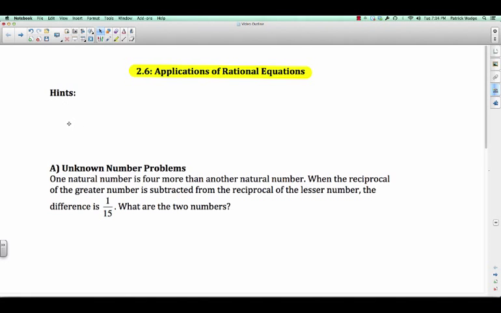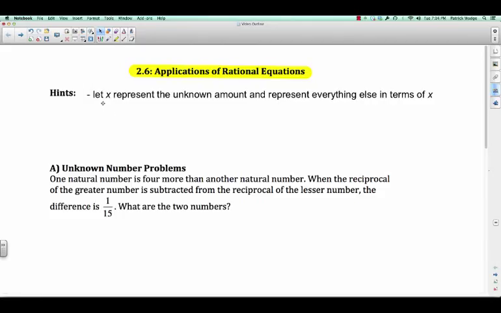So a few hints first of all with word problems. I'm not going to write a few of them down because you've heard them so many times. Read the question carefully, reread the question, draw pictures when possible, write down what you know. These are all good hints. But a couple hints that I'm going to write.